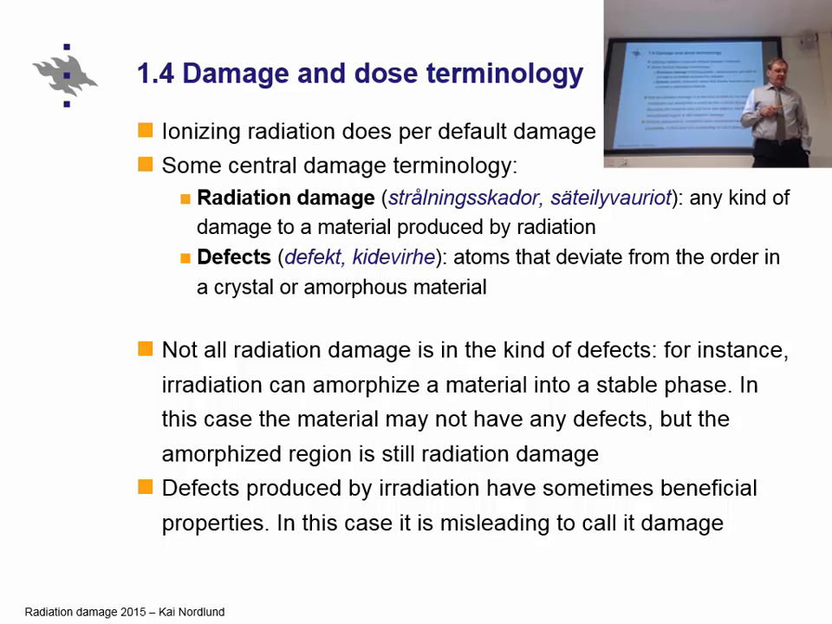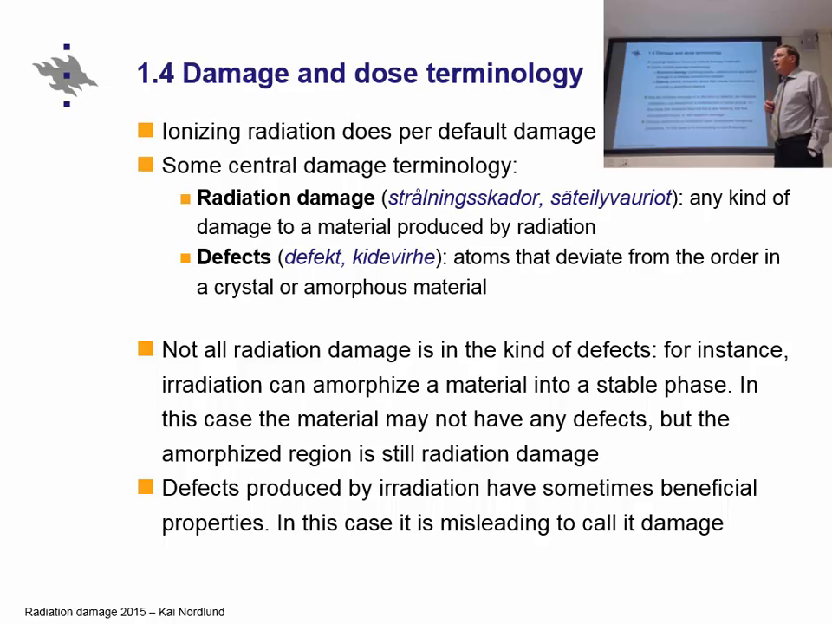But then the defects, which is a bit more specific term, these are atoms that deviate from the order in a crystalline or amorphous material. A defect is something which is long-lived and can, at least in principle, be observed as an atom which is in a non-perfect environment. And not all damage needs to be the kind of defects. There can be electronic excitations and so on, which are also damage, but not defects.